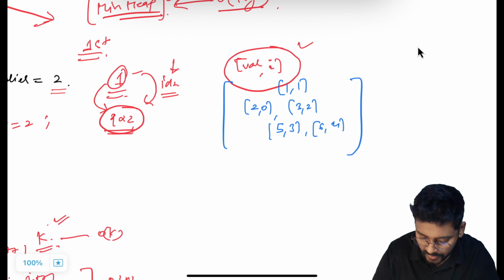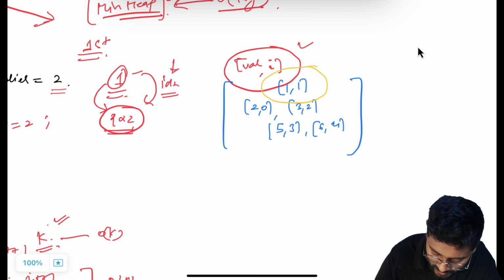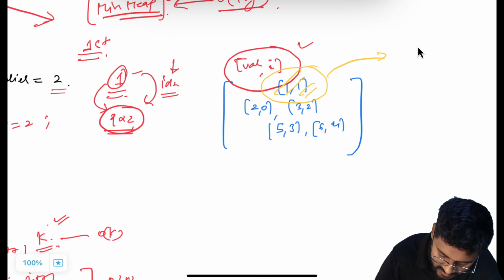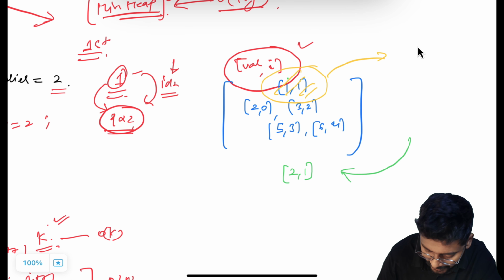Before performing any operation, this would be the state of my min heap. In the min heap, I am going to extract out the first element. So this 1, 1 will be removed from the heap, and instead of 1, 1, what am I going to insert? 2, 1. The value is replaced with 1 into the multiplier. So this is added to the min heap.